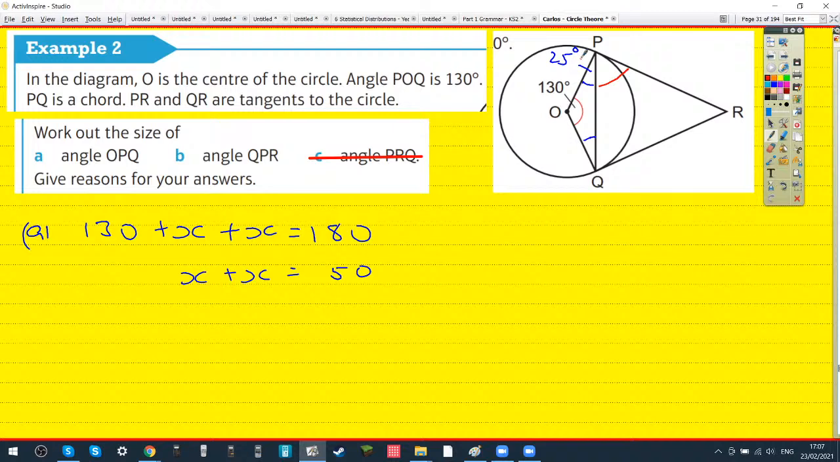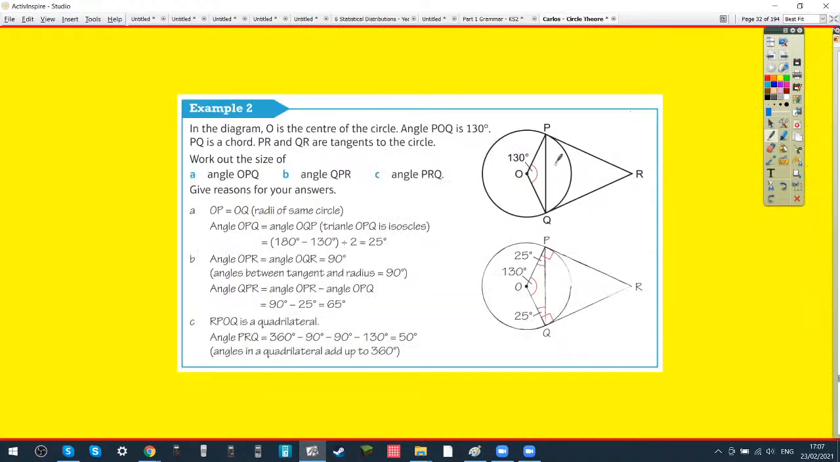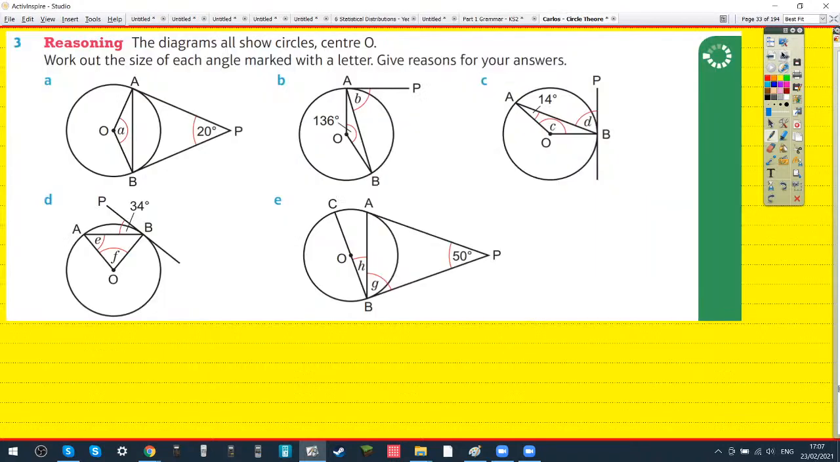So you have to do 90 take away 25. That's 65. So 90 minus 25, and that is 65 degrees. That's it. Well done. Yeah, they meet at 90 degrees. That bit is 25, and so the other bit must be 65.